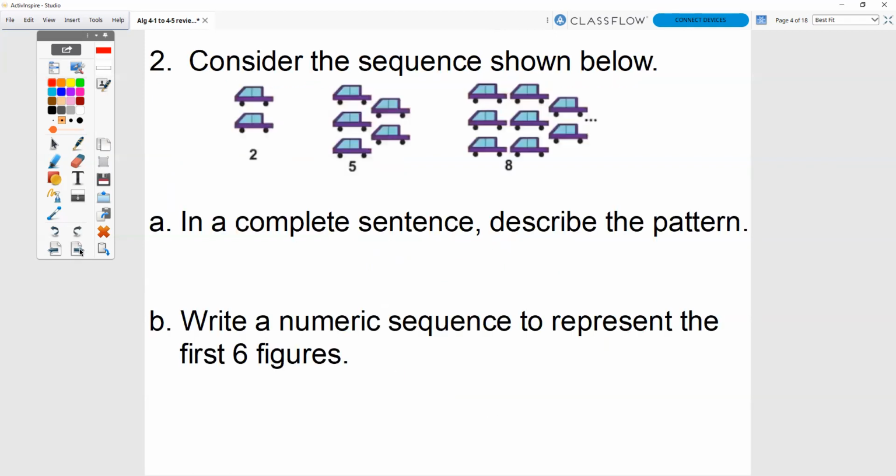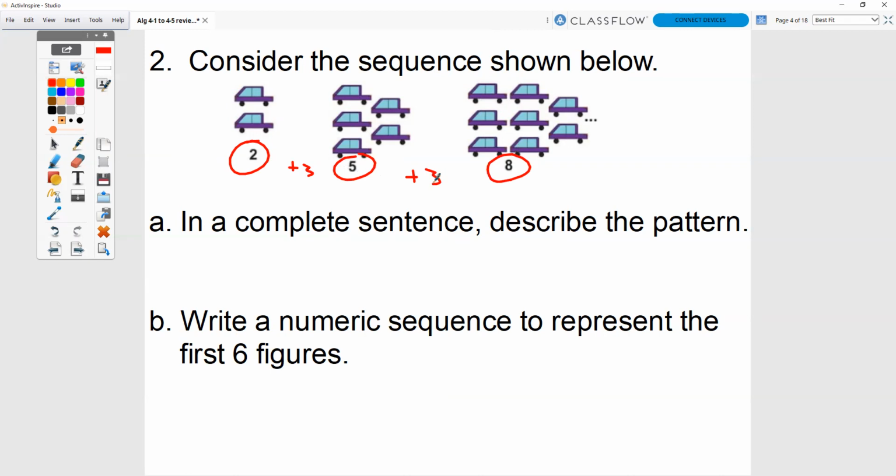In the next one, consider the sequence shown below. So I'm going to call these trucks. We have 2 trucks, then 5 trucks, then 8 trucks. Well, how do you get from 2 to 5 to 8? I can clearly see that we are adding by 3 each time. So we know that it's going to be an arithmetic sequence and we're adding by 3.